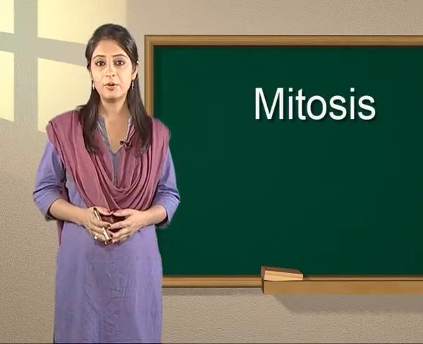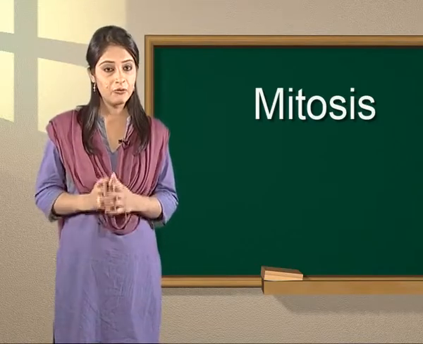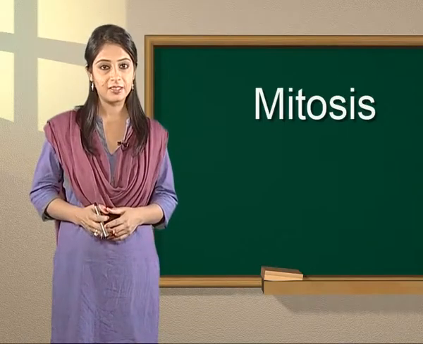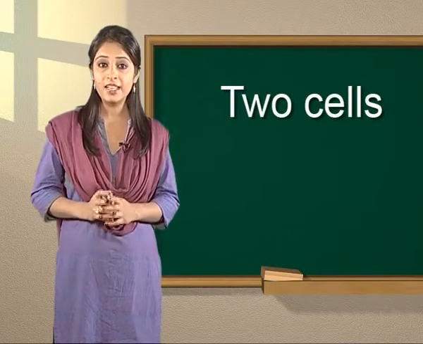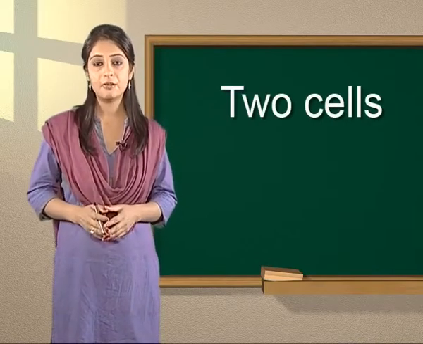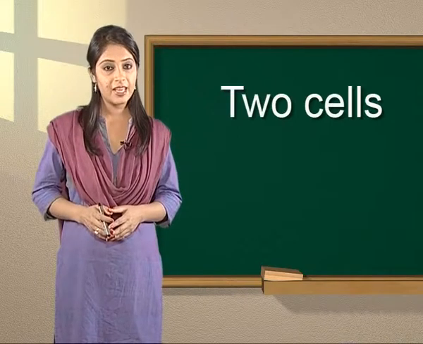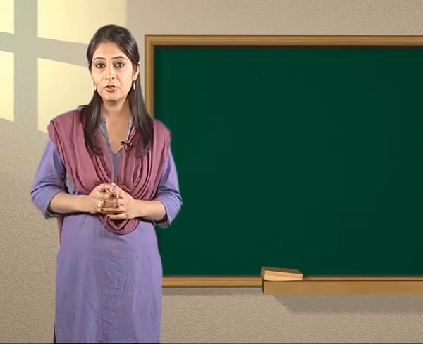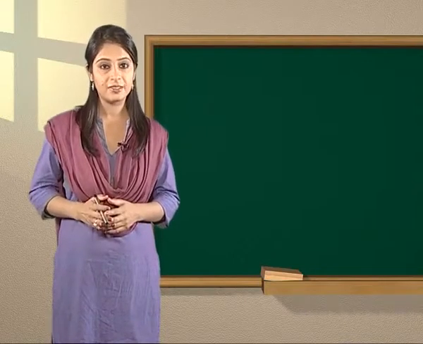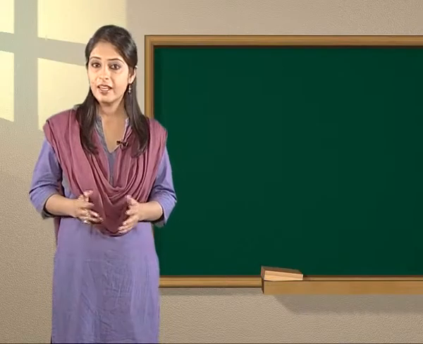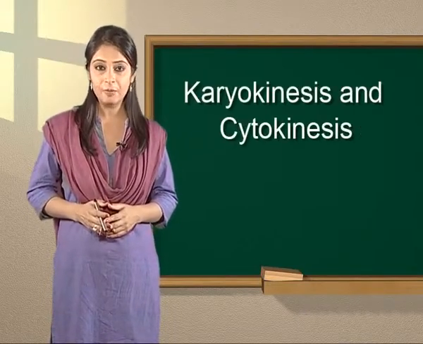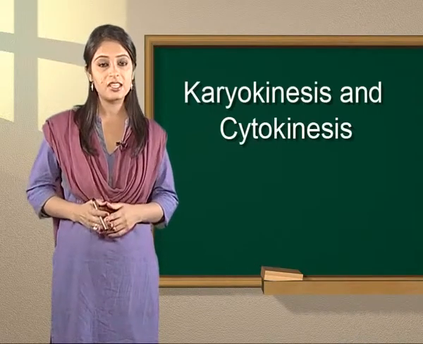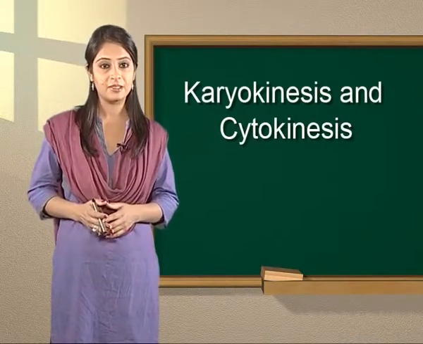How many cells are produced from one cell when it is divided mitotically? Answer: two cells are produced from one cell when it is divided mitotically. Next question. In which two sub-processes the process of cell division is divided? Answer. Karyokinesis and cytokinesis are the two sub-processes in which the process of cell division is divided.